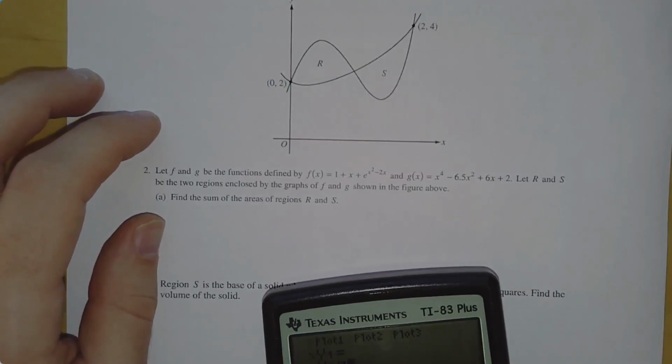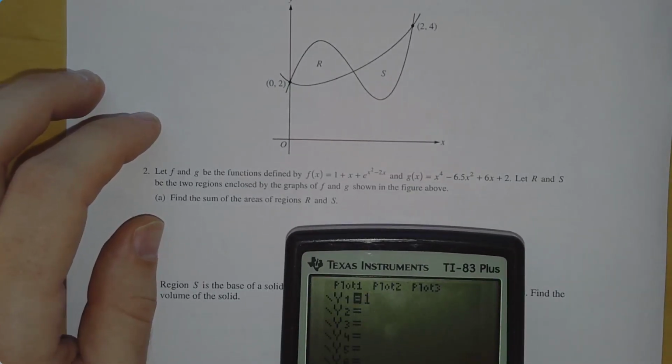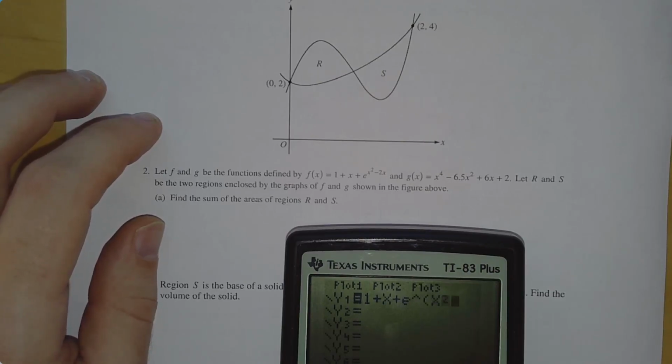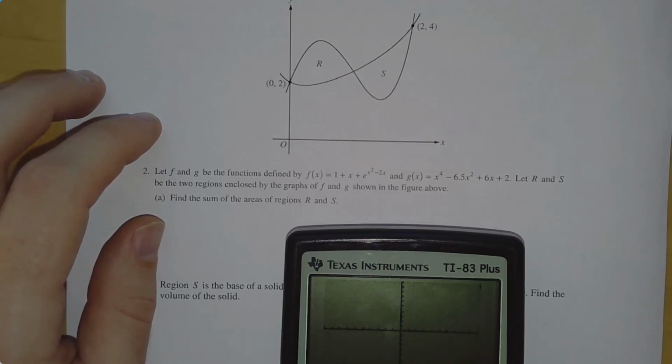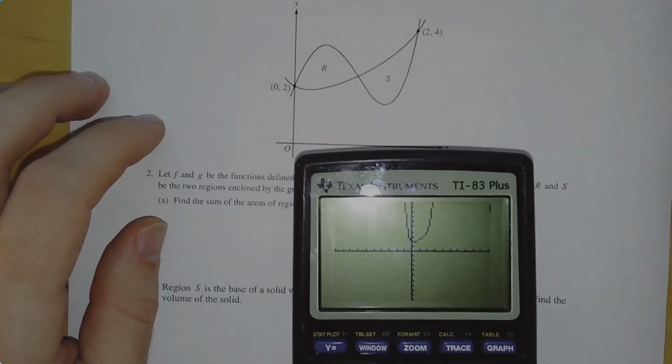So we're gonna get 1 plus x plus e to the x squared minus 2x. Close it, and then we'll get x to the fourth minus 6.5x squared plus 6x plus 2. And we'll zoom 6 that. Okay, just to get us started.